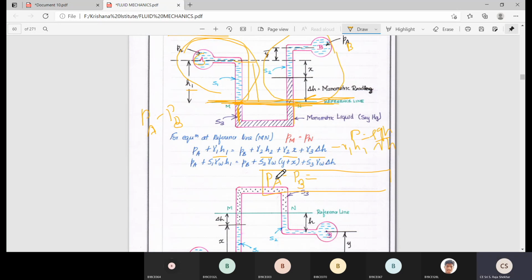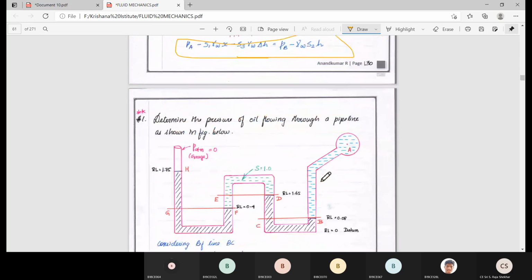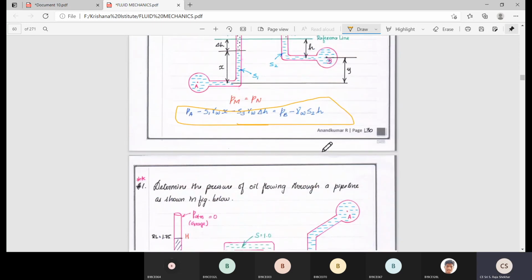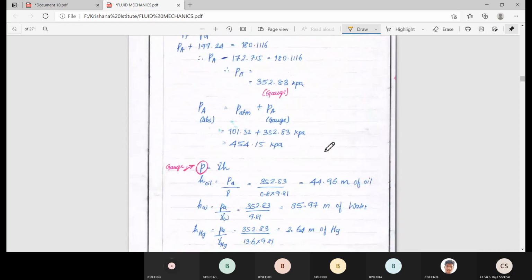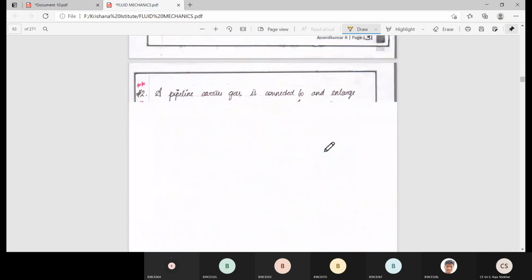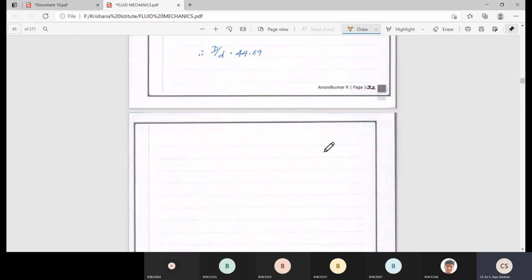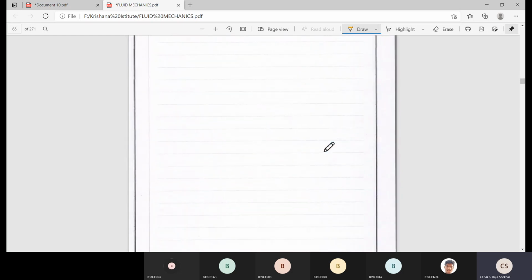Okay, so we have discussed the piezometer, the pitot tube, the U-tube manometer, and the inverted U-tube manometer. Now we'll try to solve one problem. All are complicated problems, and this type of question is asked in your GATE examination.